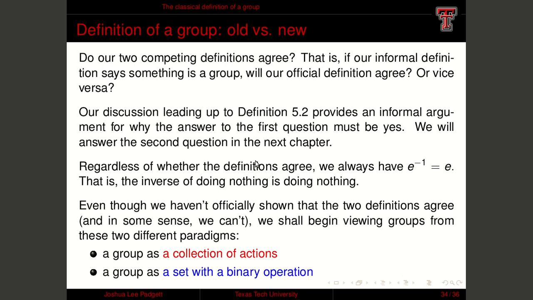All right? Even though we haven't shown that these things agree, and in some sense we can't because of the level of informality that the first definition has, we now have two different paradigms of viewing groups. A group can be a collection of actions, and a group can be a set with a binary operation. The second is the one that we're going to spend the rest of the semester on. The first is how we started the semester, and the first one gives us very good intuition. The second one lets us prove things.